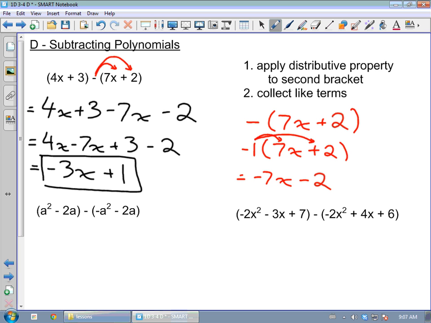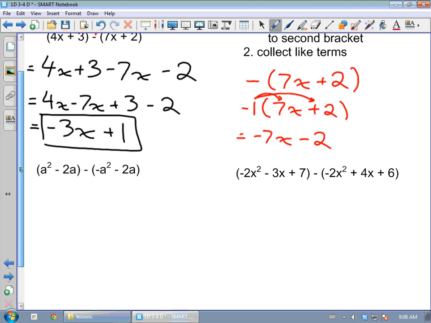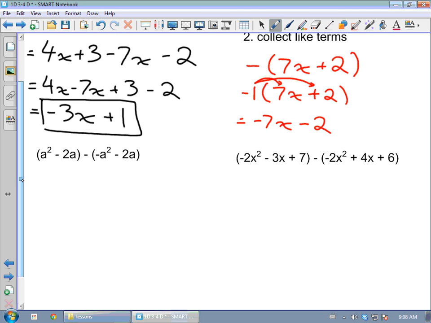Okay. So this is the same as addition with that extra step where you apply that negative sign, or apply that distributive property, to everything in that second bracket. So let's just do another example here. a squared minus 2a minus (negative a squared minus 2a). All right. So I first check to see what operation I'm doing. I'm doing subtraction. So I know I have to take that negative sign, or that negative 1, and multiply it by everything in the second bracket.